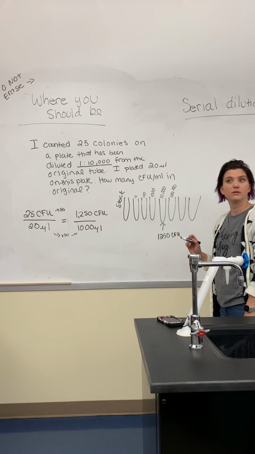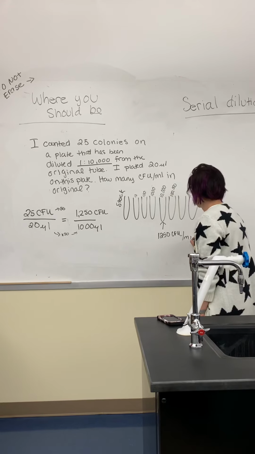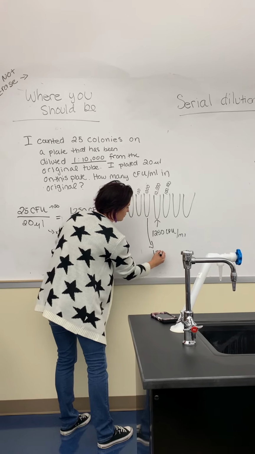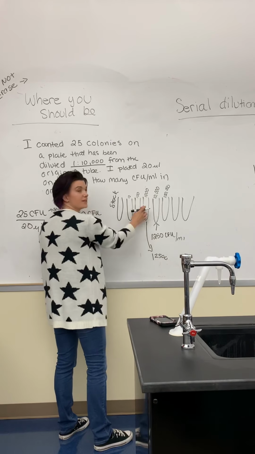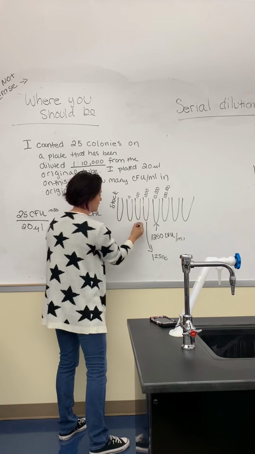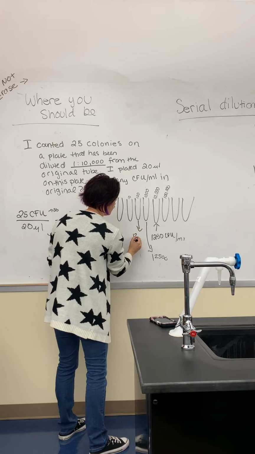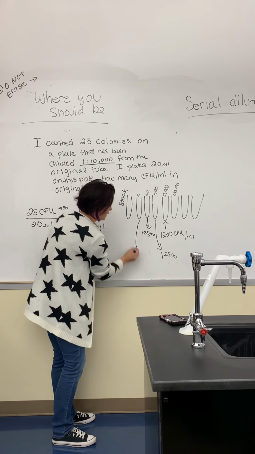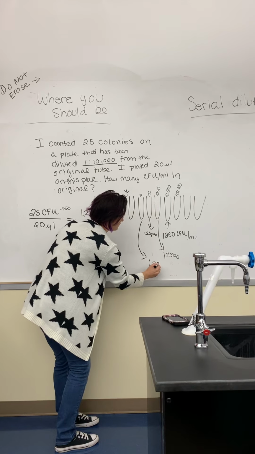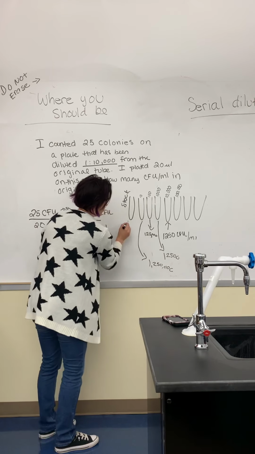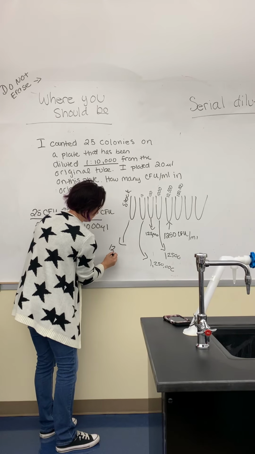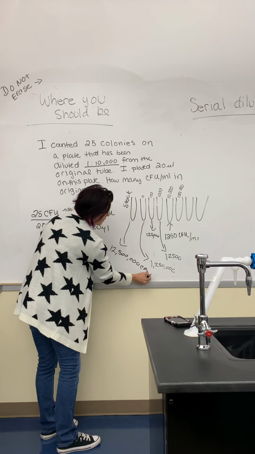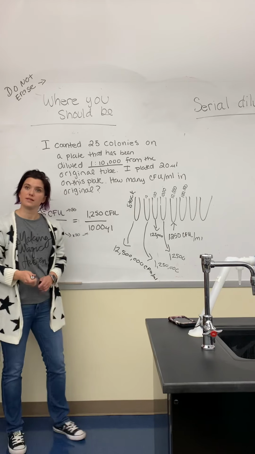Right? Are we all together? Waiting for nodding. Okay, so that would mean in this one, we're going to have 12,500, right? Because that's a 10-fold dilution. And then in this one, we'll have 125,000. And then in this one, we'll have 1,250,000. And then in our stock, we're going to have 12,500,000 CFU per mil. Does that make sense?